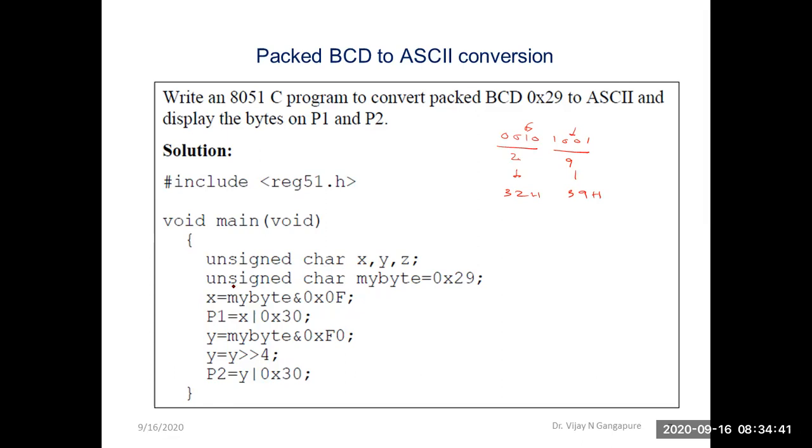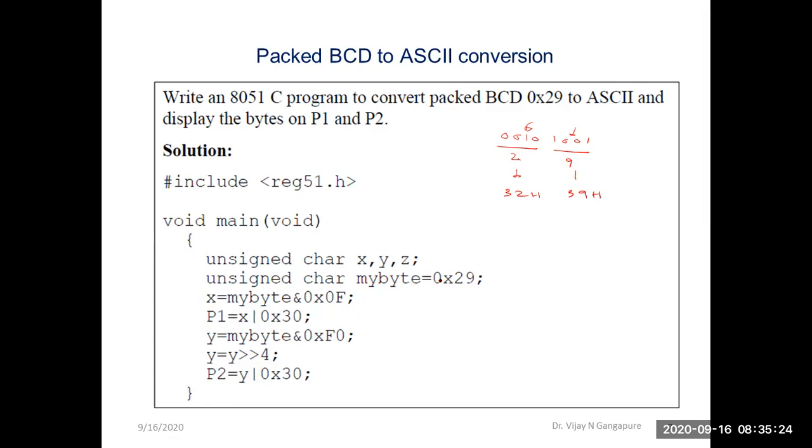Next is also a declaration statement. This again declares an unsigned char variable, and its name is mybyte. In mybyte I can store a value between 0 to 255, and that value we are assigning here is 0x29. While assigning a value, I can use any number system. Here the hexadecimal number system is used. 0x29 means this number is hexadecimal.